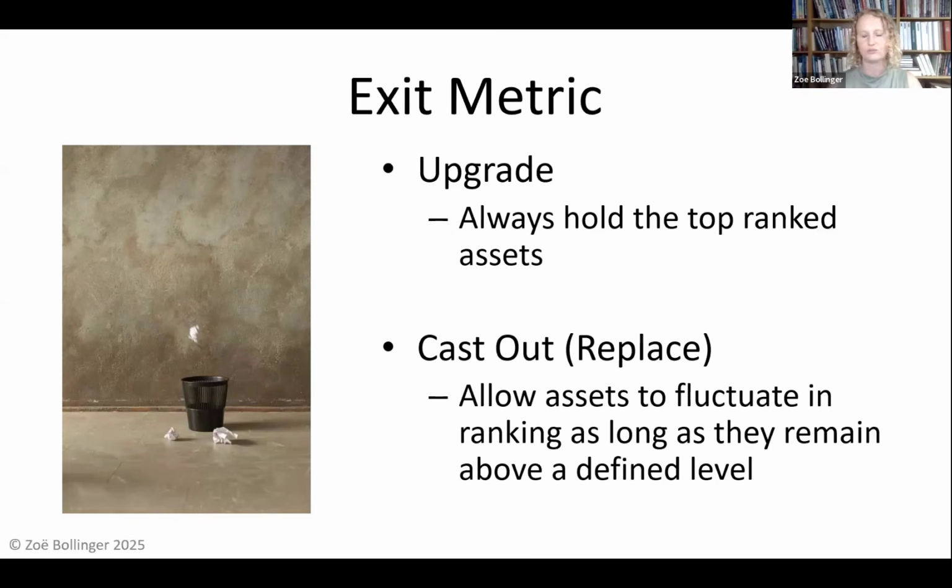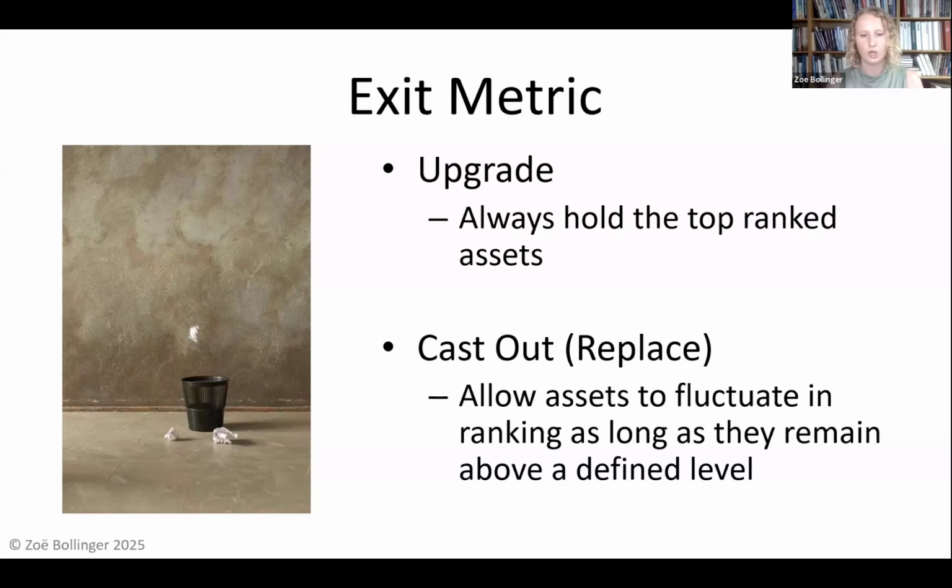So there's two sort of broad philosophies to this. One gets most frequently called upgrade, and that's the idea that you always hold the top ranked assets available to you. So if you have a list of 100 stocks and you're holding the top 10, if next time you re-rank, one of your stocks has fallen to 12, you sell it and you buy the stock in the top 10 that you don't own. Lot of turnover on this. Also doesn't give a lot of room for things to go through little fluctuations and then regain strength. It doesn't tend to be my preference, but it does test pretty well.